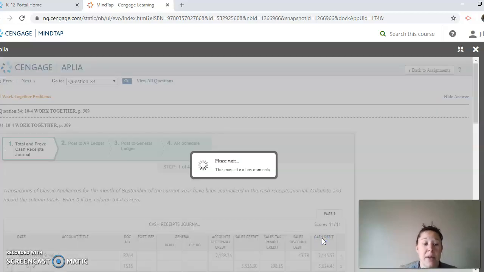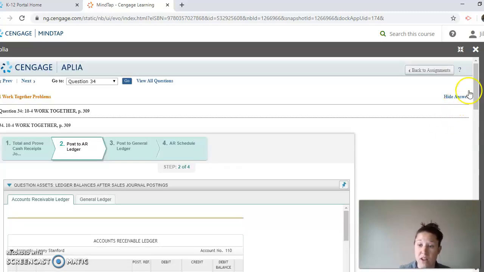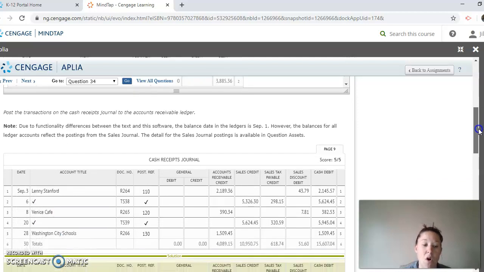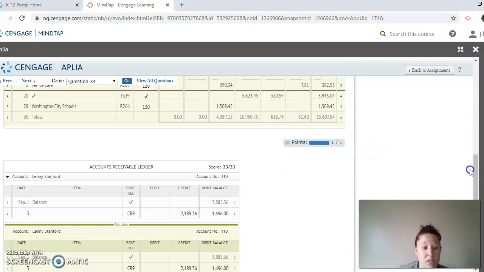The next step is to post to the accounts receivable ledger. This is fairly simple. We're just posting for all the accounts that have accounts receivable. So we have three accounts receivable here in the cash receipts journal. So that's where we're posting. So the first is Lenny Sanford. So hold on one second.